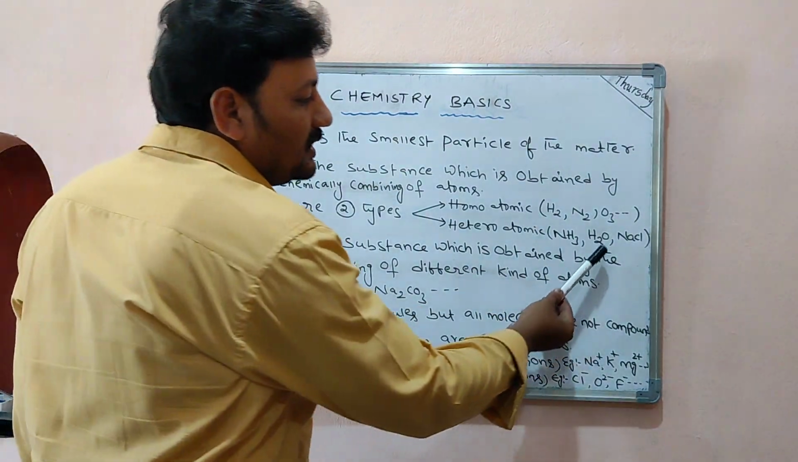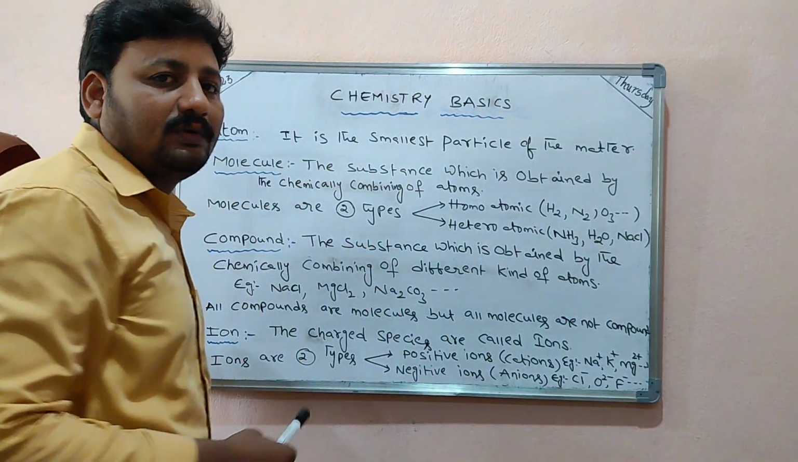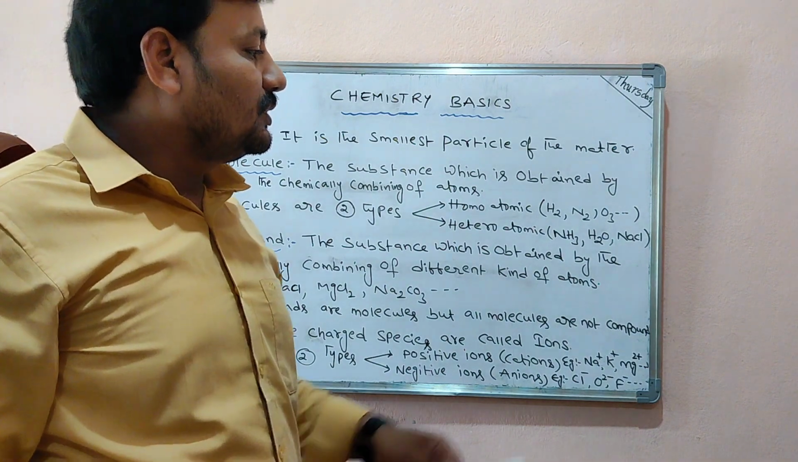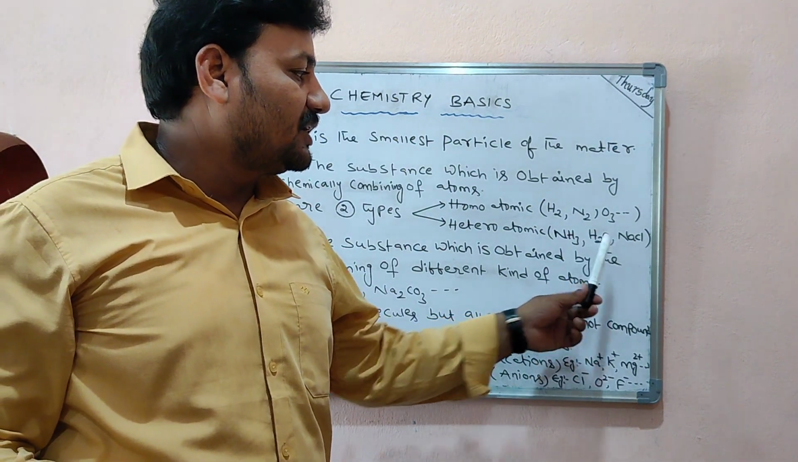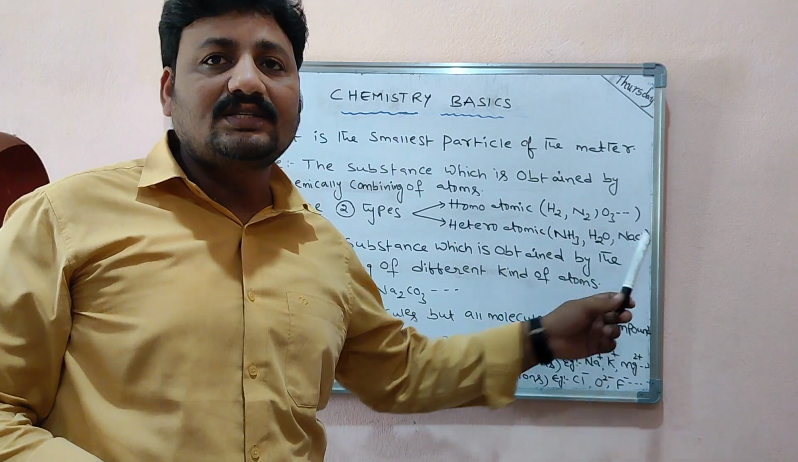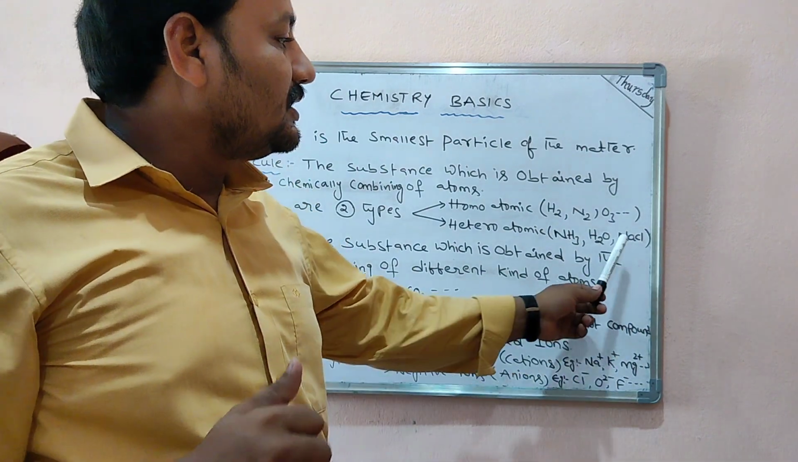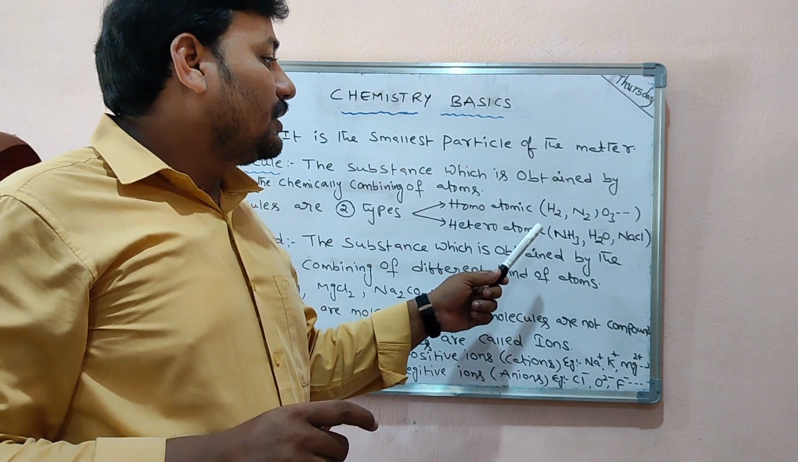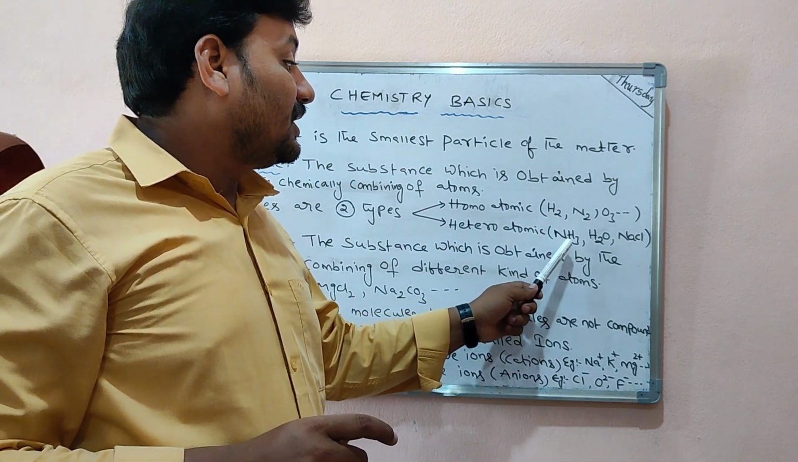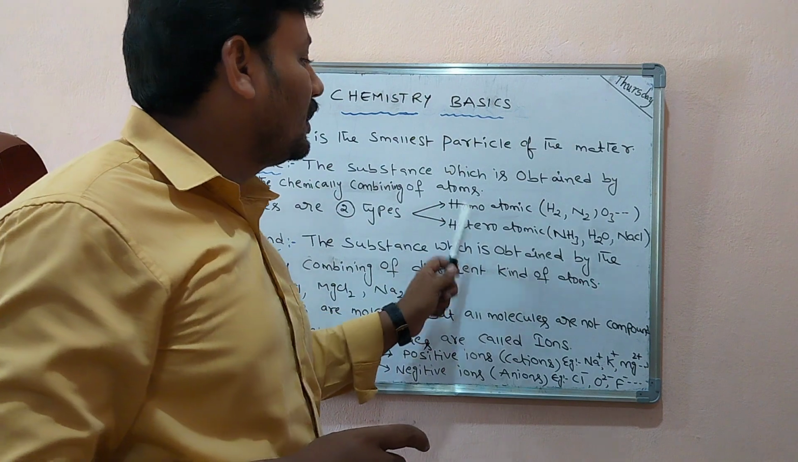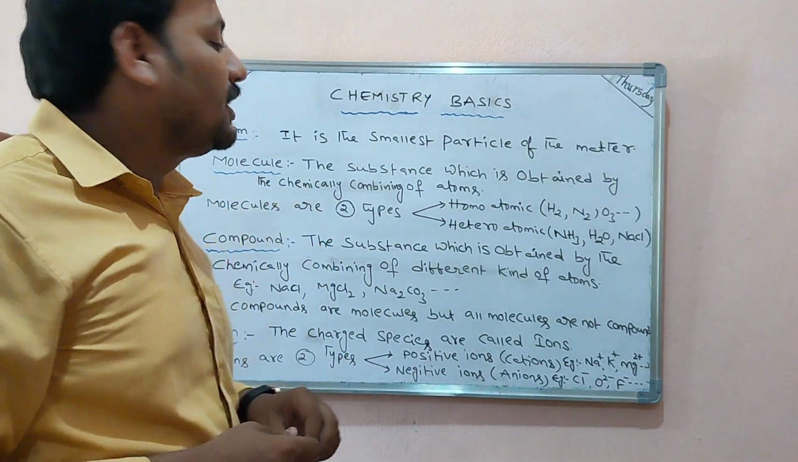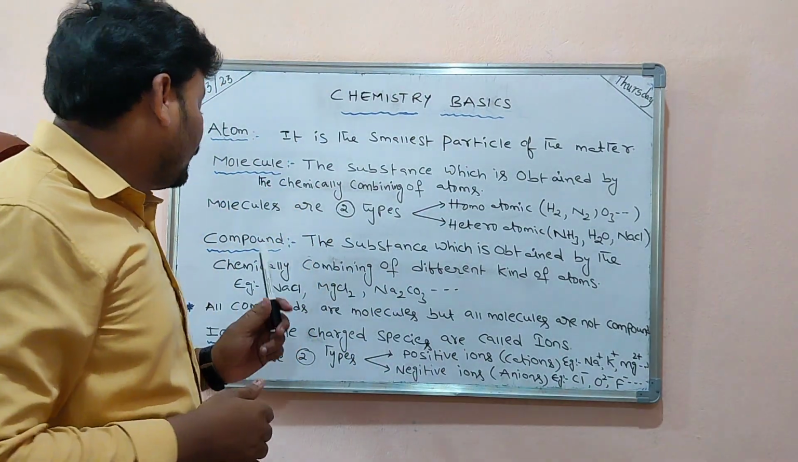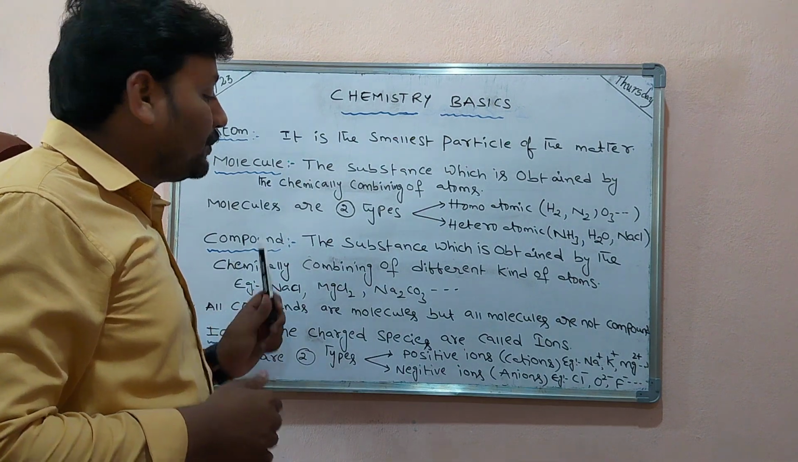Commonly we know the water formula H2O. H2O also contains two types of atoms, hydrogen and oxygen. NaCl, Na plus Cl, likewise two types of atoms. Such compounds are called heteroatomic molecules.